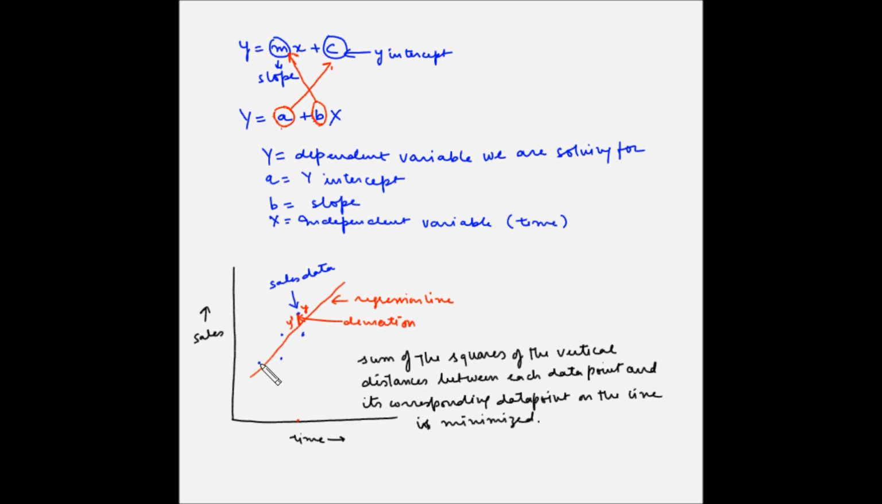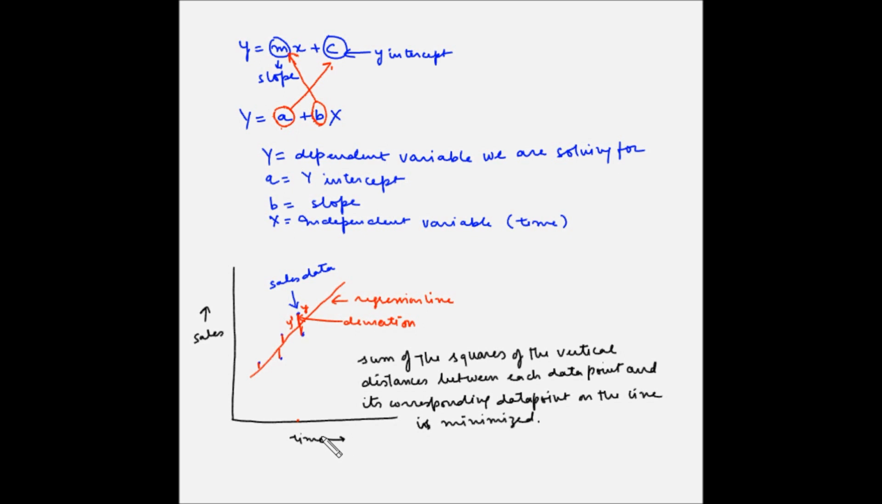So basically, if you calculate this distance and then square each of these and then add the squares of these distances, then that should be minimized. Then we'll say that the regression line is a good fit.